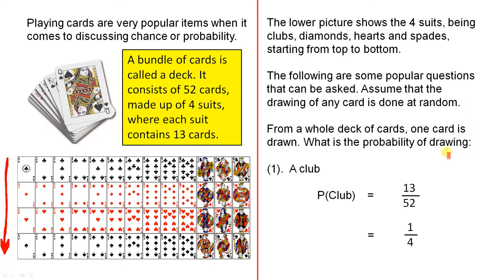What is the probability of drawing a club? Now remember, before we saw the convention, P(club), the probability of drawing a club is 13 over 52, because there are 13 clubs and there are 52 cards altogether. So 13 over 52 is 1 over 4.